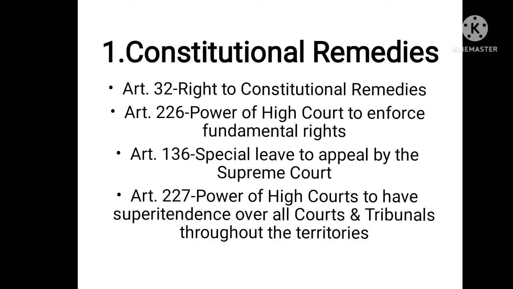The framers of the Constitution made sincere efforts to incorporate certain articles to enable the courts to exercise effective control over administrative action. These articles are 32, 226, 136 and 227. Article 32 is the right to constitutional remedies. Under this article, the Honorable Supreme Court has been empowered to enforce fundamental rights guaranteed under Part 3 of the Constitution. The Supreme Court has power to issue appropriate directions, orders or writs, including writs in the nature of habeas corpus, certiorari, mandamus, prohibition and quo warranto.